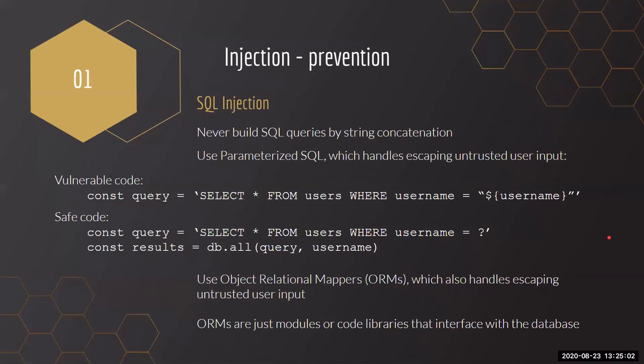Another solution is to use object relational mappers. And that one I'm not going to dive too much into. Basically, ORMs are just modules and libraries of third-party code that handle escaping and untrusted user input for you. So it makes it a lot safer. And there's plenty of them out there. It depends on what language you're using and what you're using it for. So there will be more information I'll provide links to for object relational mappers and parameterized queries because there's a lot more information out there.